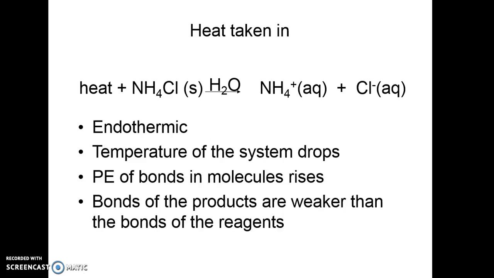When you have heat taken in, it's written like this: heat plus something. This is solid ammonium chloride. You dissolve it in water, and what do you get? You actually get ions floating around in solution. We'll look at this in more detail in a later chapter. But just suffice to see that heat is being taken away. You don't have this heat anymore. It's been put into the molecules over here. This is endothermic because heat is being taken out and changed to bond energy. The temperature drops and the potential energy of the molecules rises.